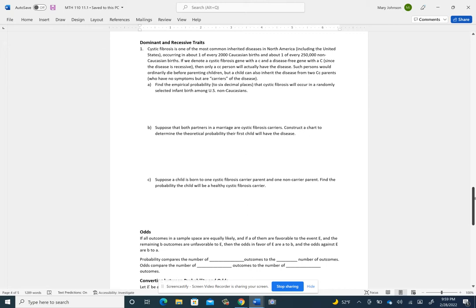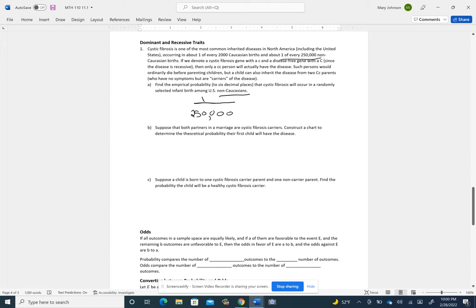This one says to find the empirical probability that cystic fibrosis will occur in a randomly selected infant birth among U.S. non-Caucasians. It says that cystic fibrosis occurs in about 1 of every 2,000 Caucasian births, and 1 of every 250,000 non-Caucasian births. So that's actually the probability written as a fraction. 1 out of 250,000 would be the probability that an infant would have the disease.